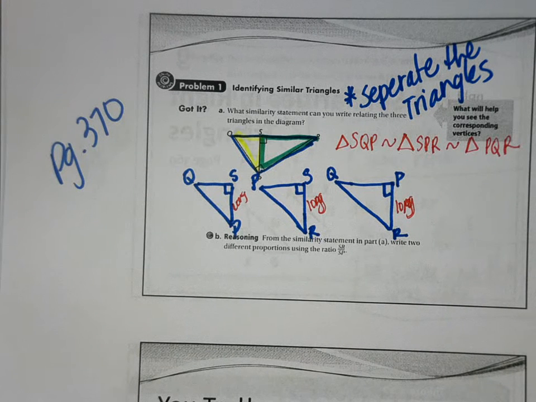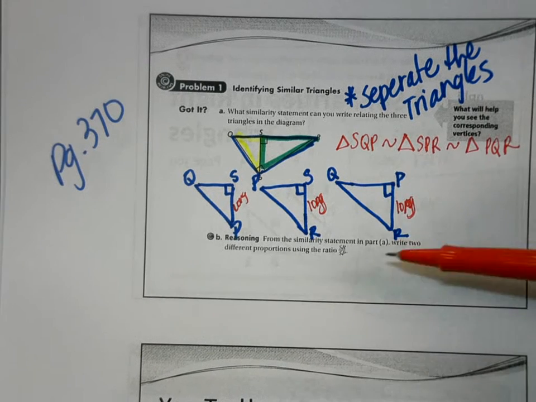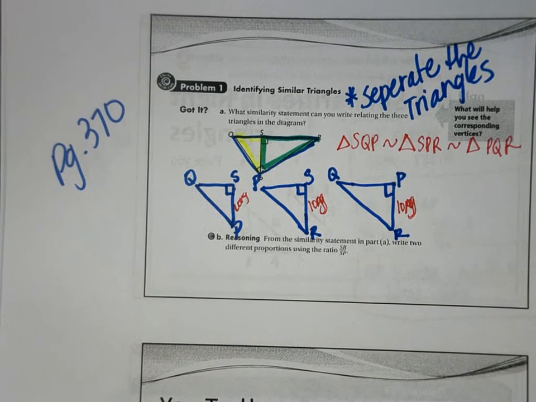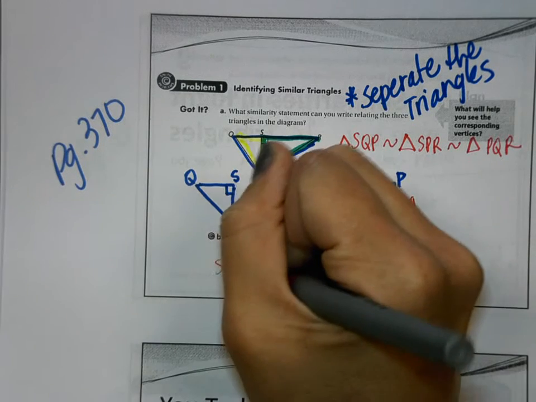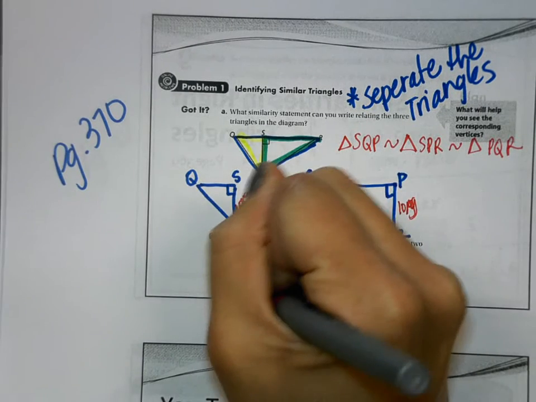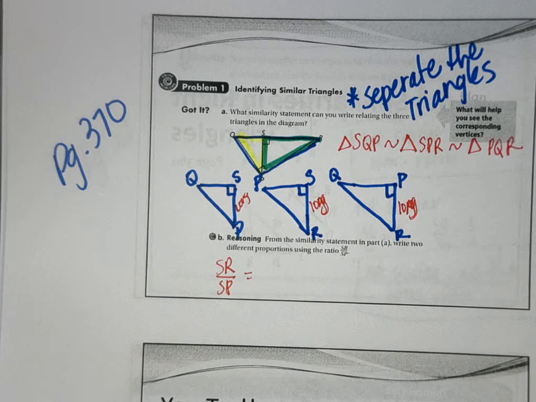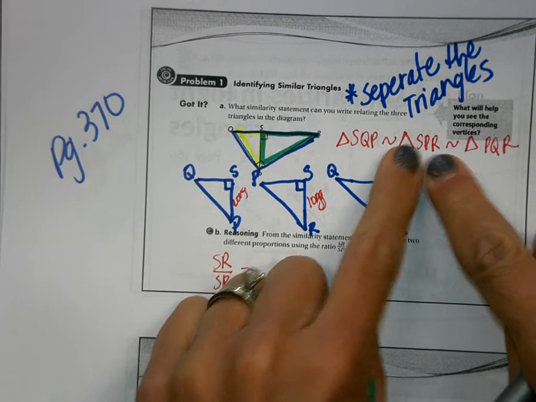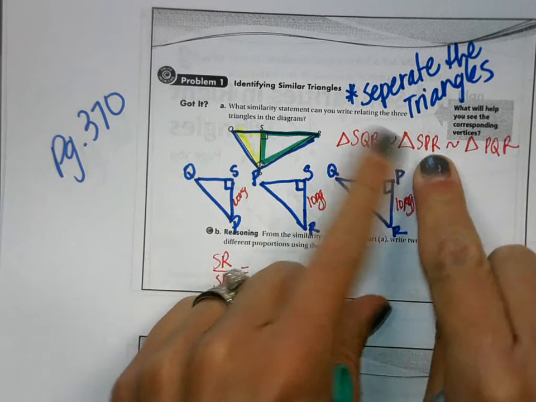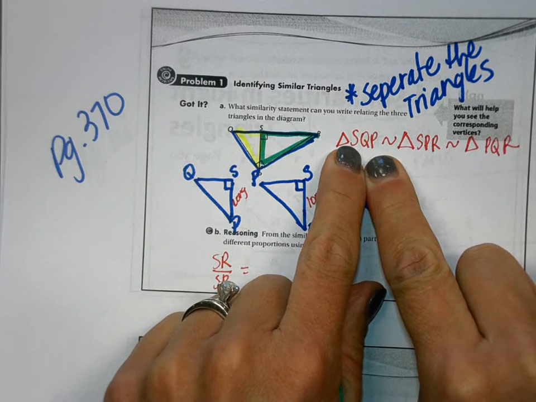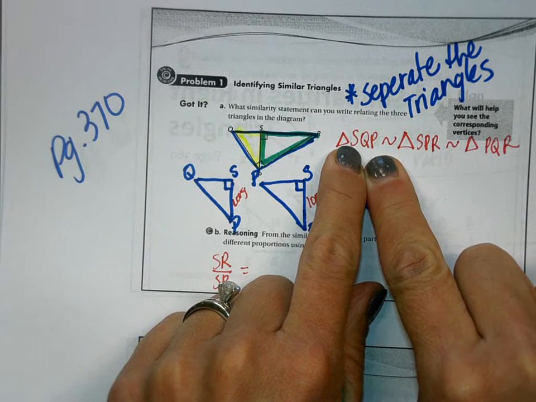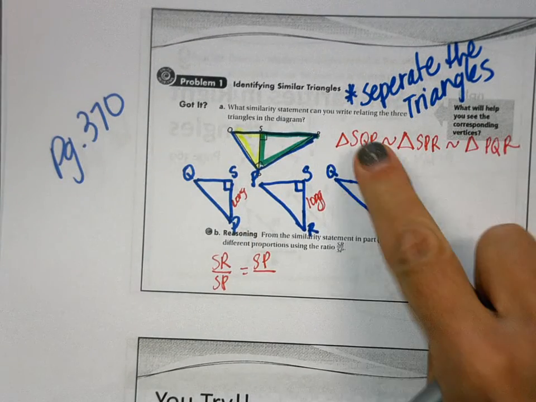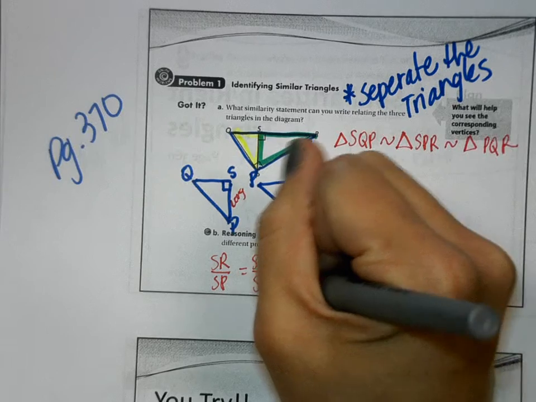Okay, and then it says, from the similarity statements in part A, write two different proportions using the ratio SR over SP. So if I have SR over SP, do you see here this triangle? We have SR over SP. So if I match it with this triangle, it would be what on top? SP over what? SQ. Okay, so let's look at that again.